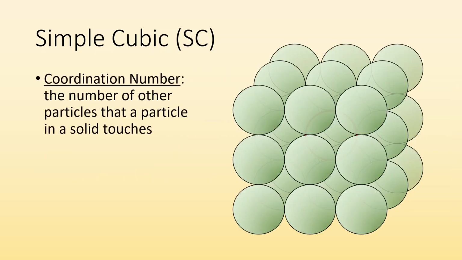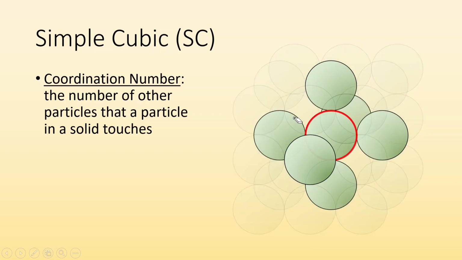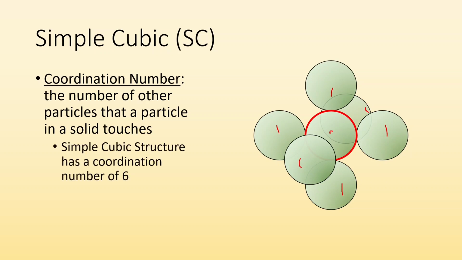The coordination number is simply the number of other particles that a particle in a solid touches. Here I have an example that's 3 deep. There's a red particle circled in there. How many particles is that one touching? From the surface, there's only 1 other particle touching that one. When I fade away all the particles it's not touching, you can see this one is touching 1, 2, 3, 4, 5, 6 other particles. So the coordination number for this cubic structure will be 6. Simple cubic structure has a coordination number of 6.